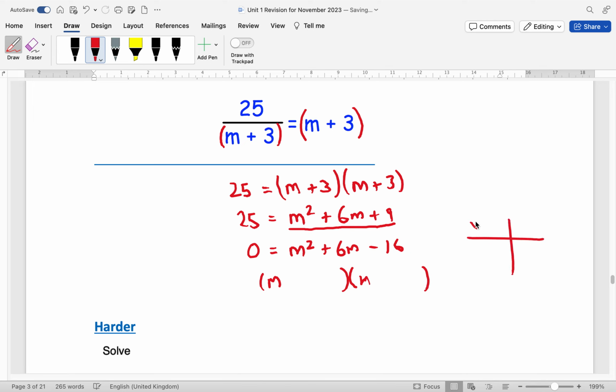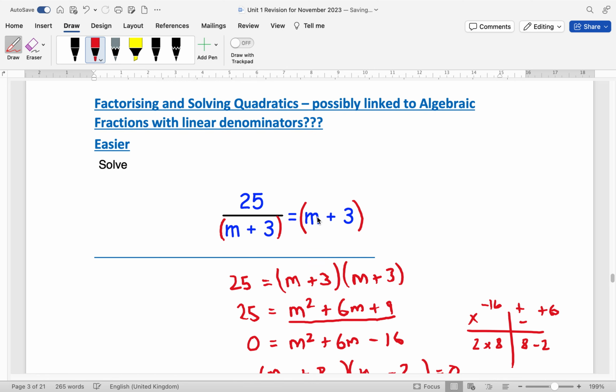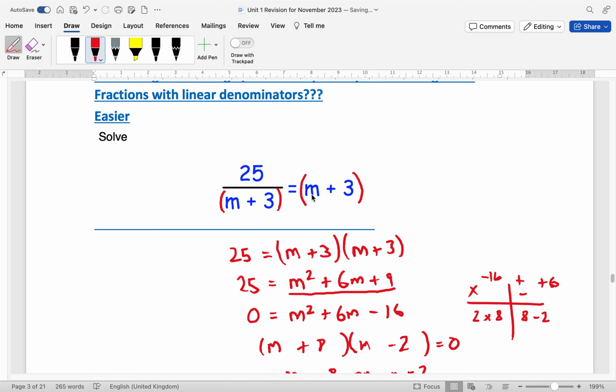So two numbers that times to make the end, that add or take away to make the middle. 16. I'm going for 2 times 8, and I'm going for plus 6 to be 8 minus 2. So plus 8, minus 2 equals 0. So m equals minus 8, or m equals 2. Remember, when the plus 8 goes over the, right, again, I haven't done that in full. So that's another way they could give you a quadratic to solve, is to write it like this.